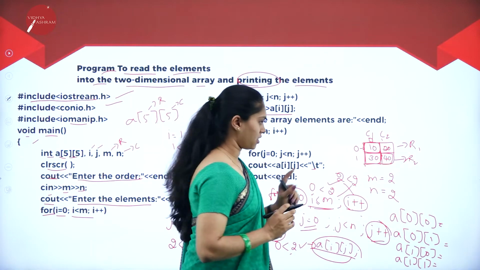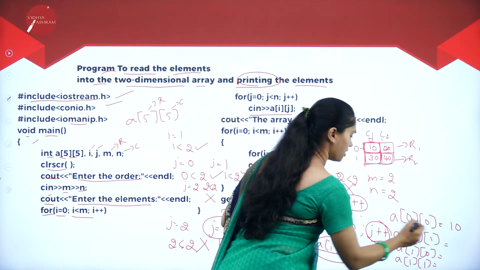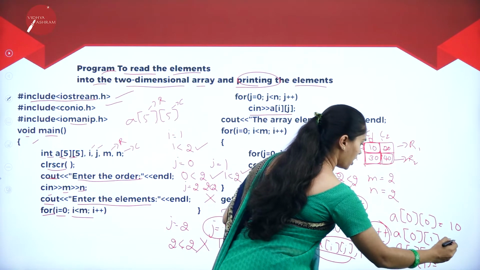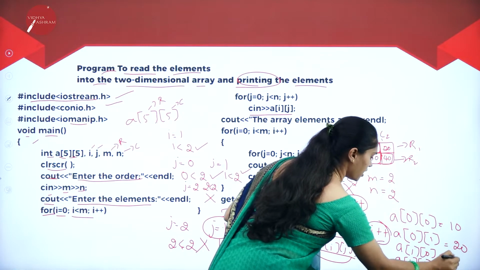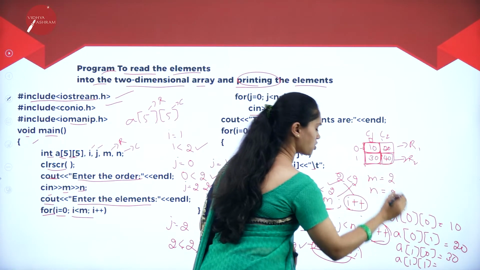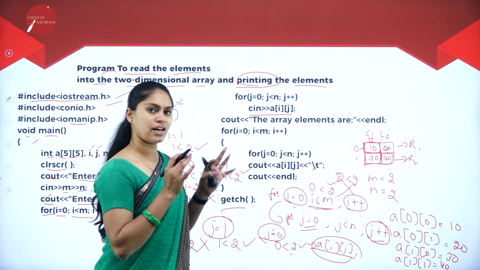2 array. So, the value of 0th row, 0th column is 10. The value of 0th row and first column is 20. The value of first row and 0th column is 30. The value of first row and first column is 40. So, we have read all the elements of an array.